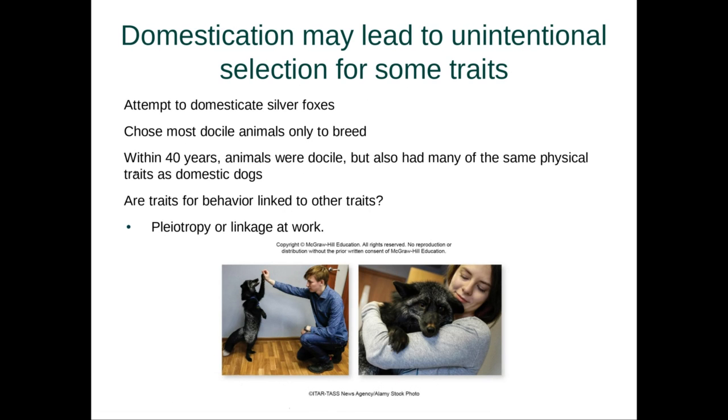Now, what they did was actually choose the most docile animals, and within 40 years of breeding, the animals became docile, but they actually found that they had many of the same physical traits as domestic dogs, which is kind of cool, right? So wolves gave rise to dogs, but when we tried to domesticate foxes, which are relatively closely related to wolves, we were actually seeing a similar push, right, in terms of physical characteristics.